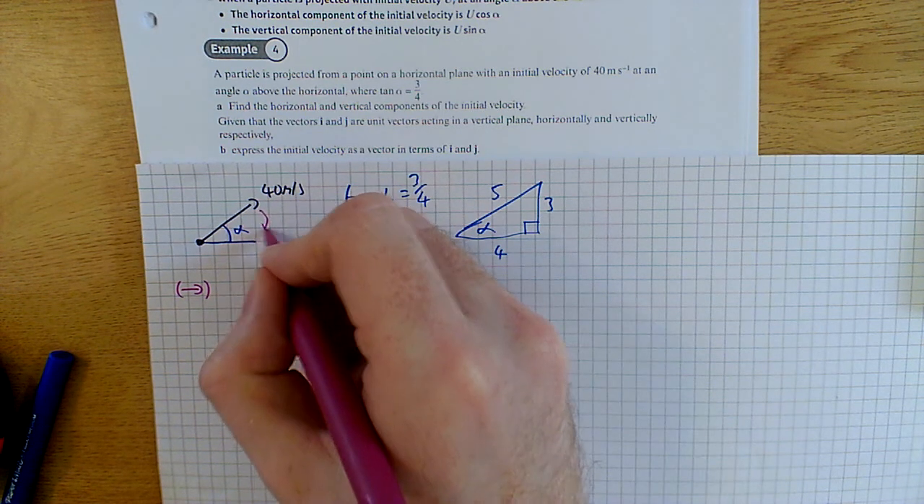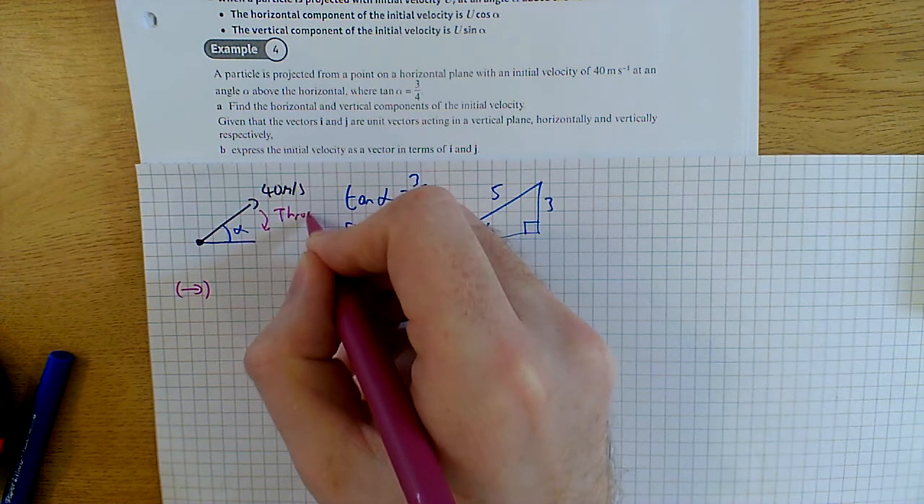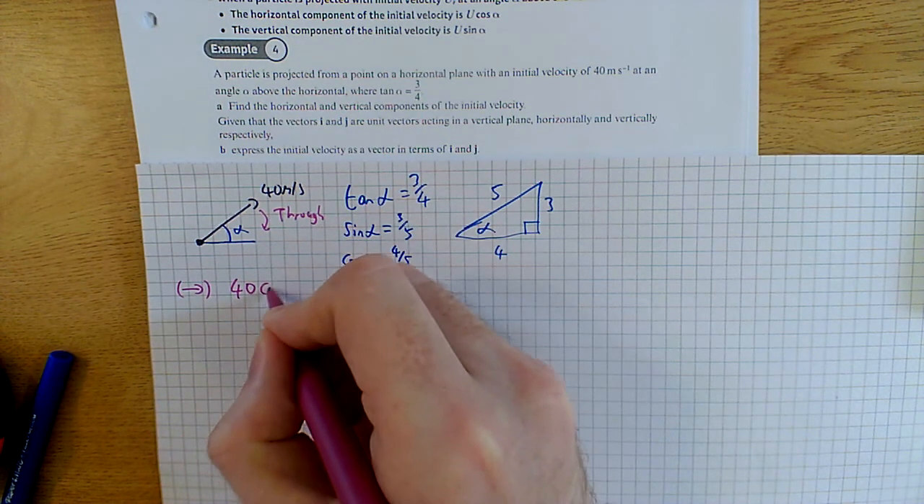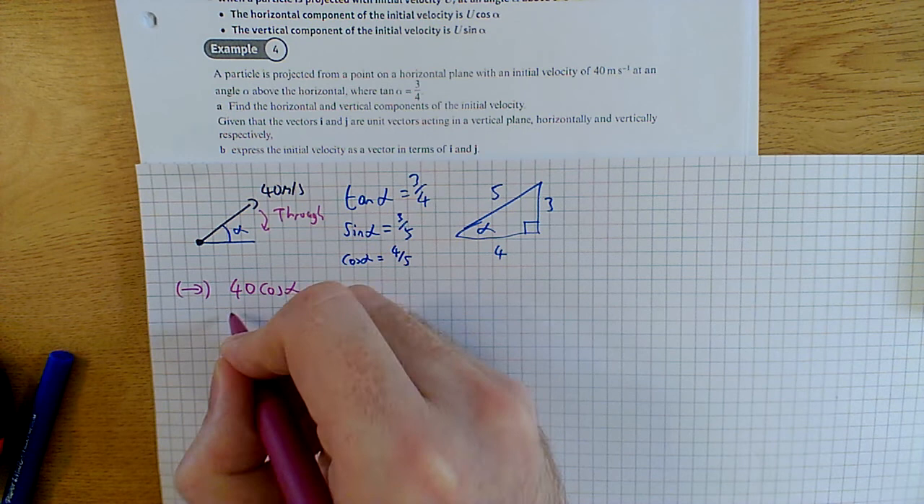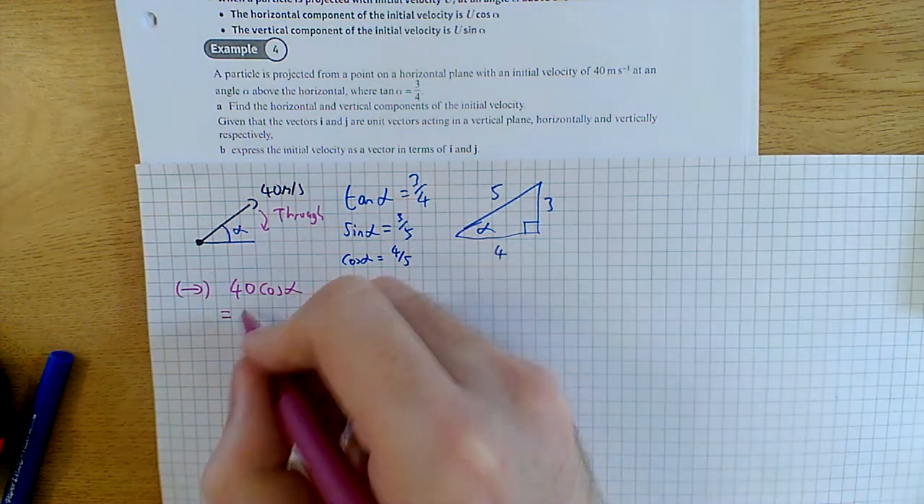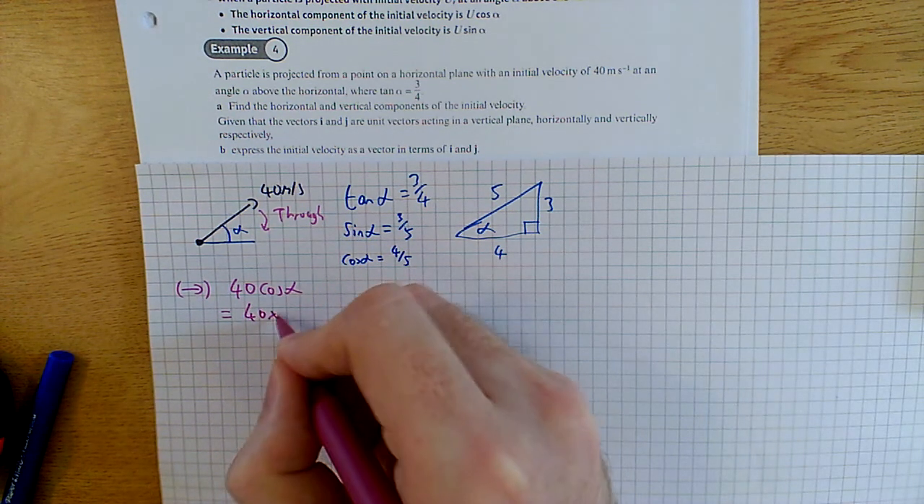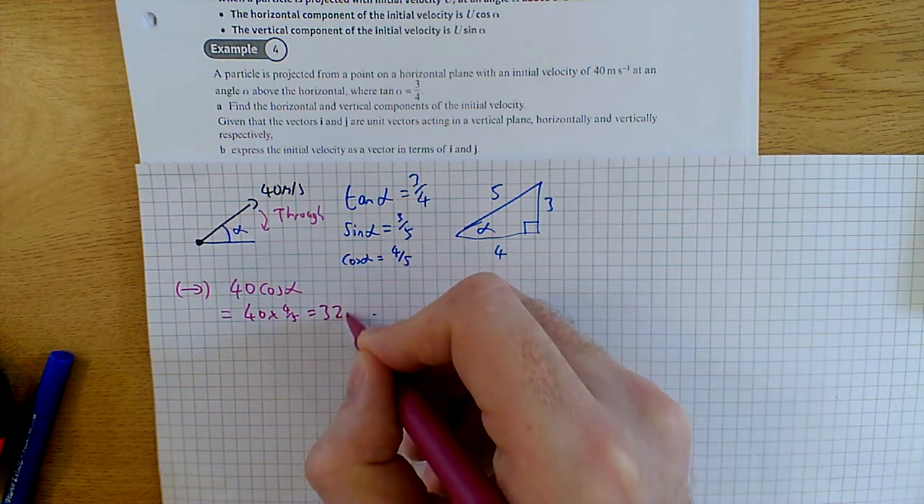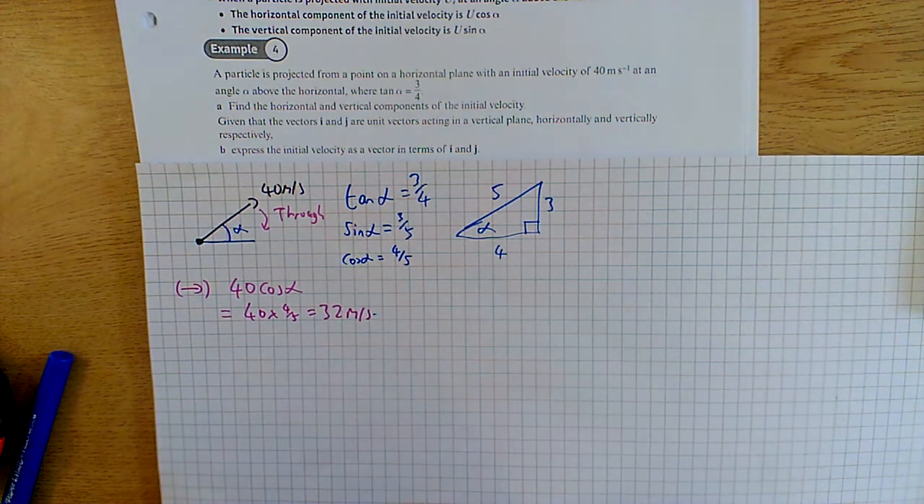So just like before, when we said that if we move through an angle, that must be cos of the angle. It works exactly the same here, even though we're dealing with velocity. So this is 40 cos alpha, which is going to give us 40 times 4/5, which is 32, and obviously it's a velocity, so it's 32 meters per second. So the initial velocity would be 32 meters per second to the right.